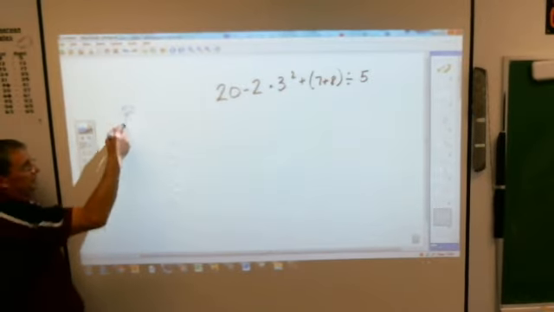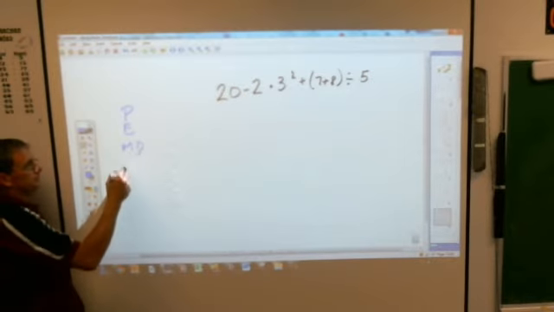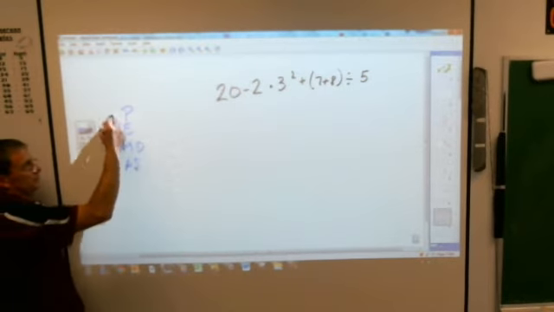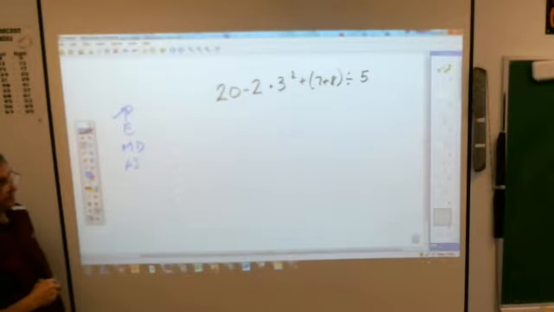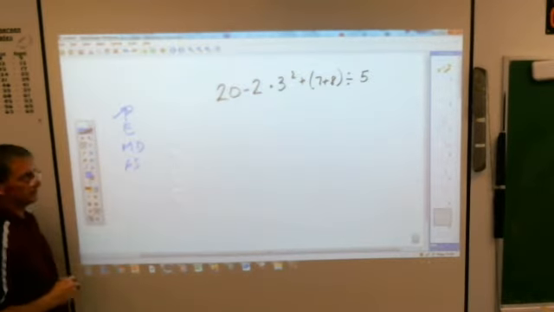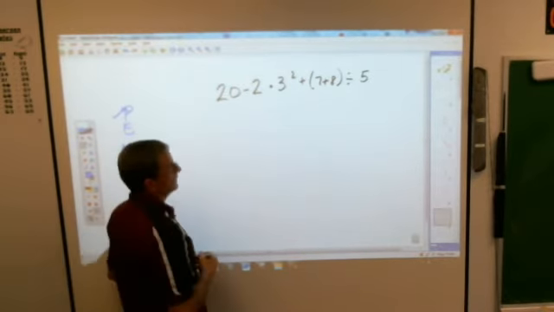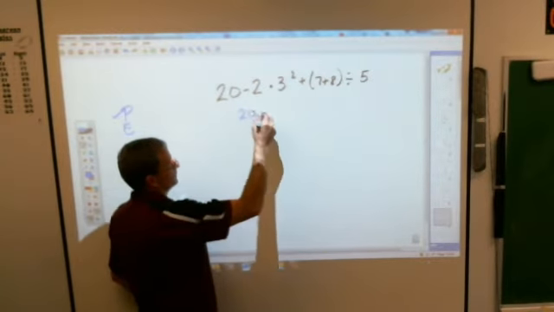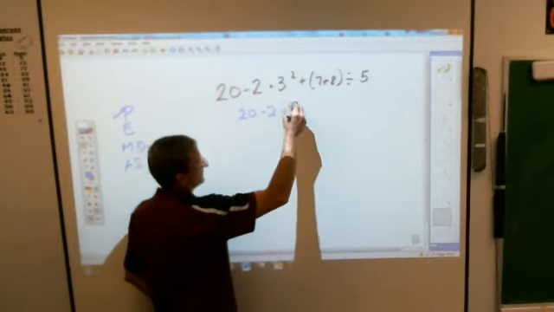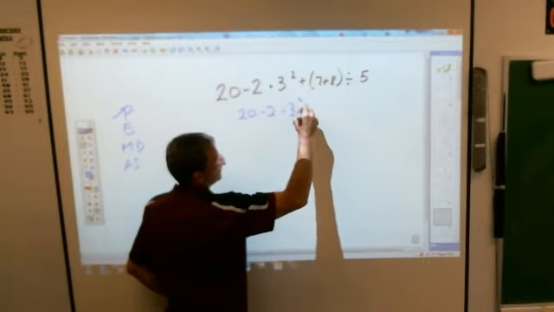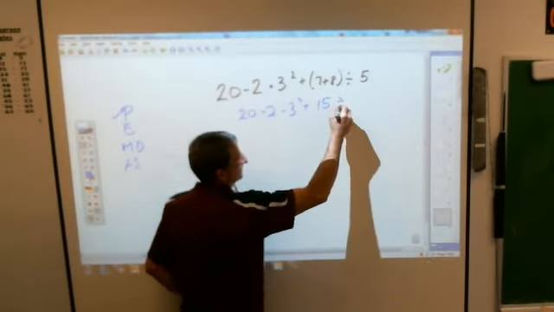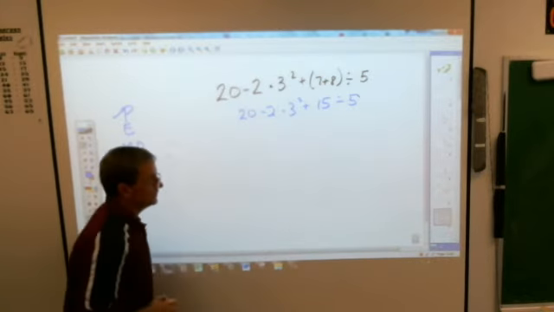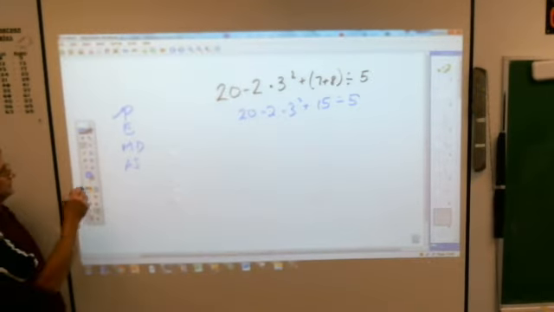We are using PEMDAS. So the first thing we have to do is parentheses. Is there a parenthesis there? Yes. 7 plus 8 is 15. Okay. And I make a habit of rewriting this, plus 15 divided by 5. Step number 1 is complete.